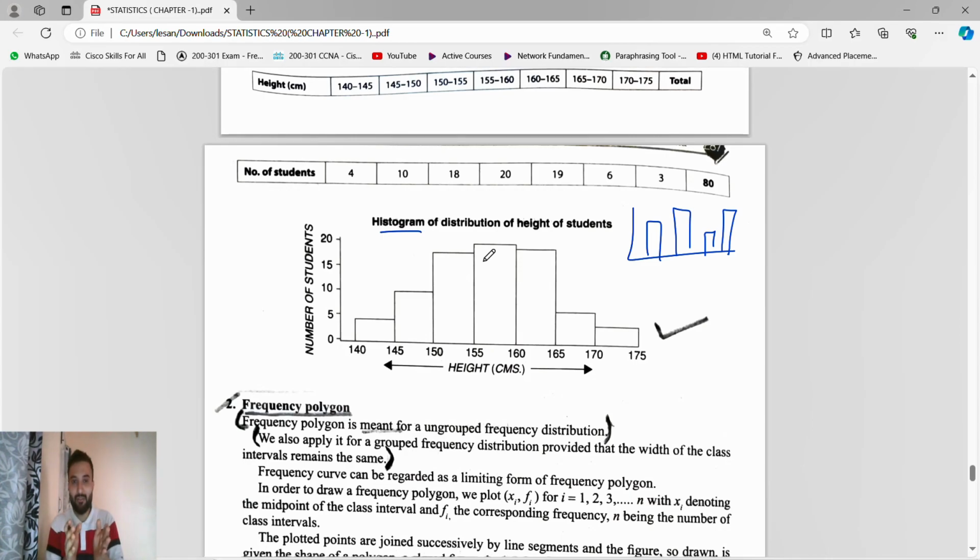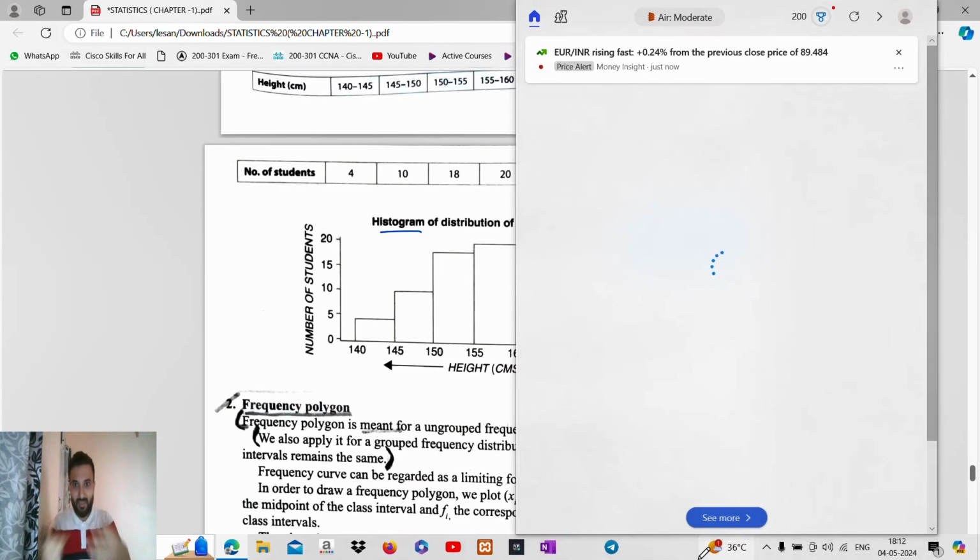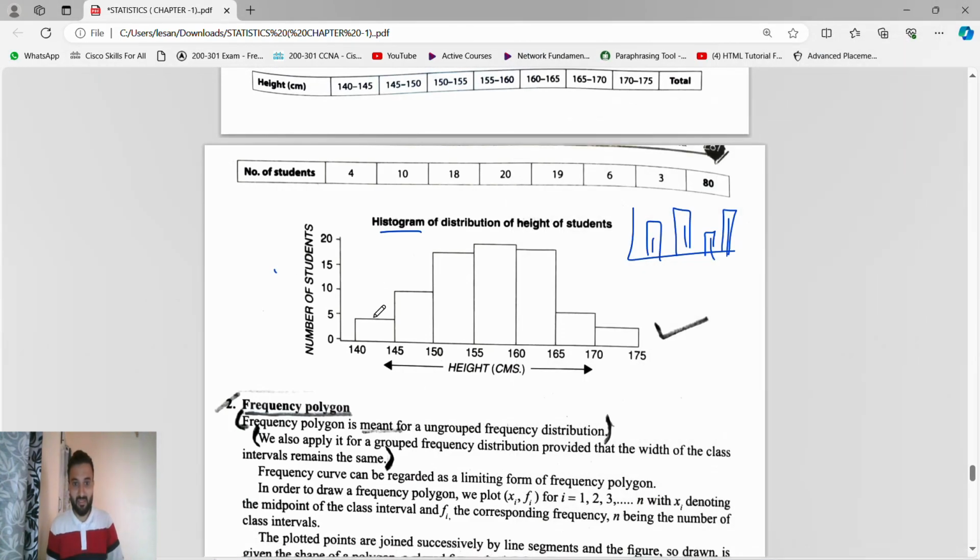A bar graph means a single graph. A histogram means when they become friends. When the bar graph becomes friends, it is a histogram, because the bar graph is single, alone, a breakup happened. Histogram means when you patch up and become friends. So like this, from where one bar ends, from there only the next will start.